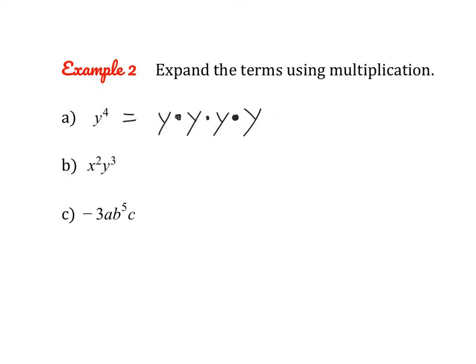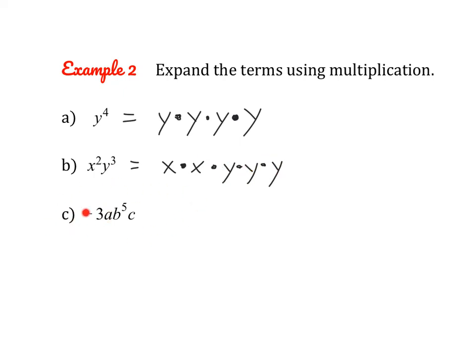Now let's expand out x squared y cubed. This just means x times x, I've multiplied x two times, times y times y times y. I've multiplied my y three times, and they're all being multiplied together. x times x times y times y times y. Now let's try this one.